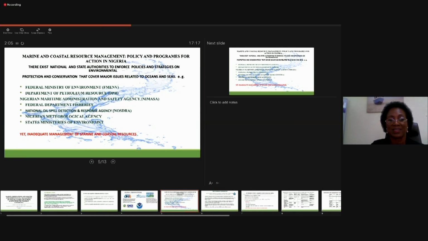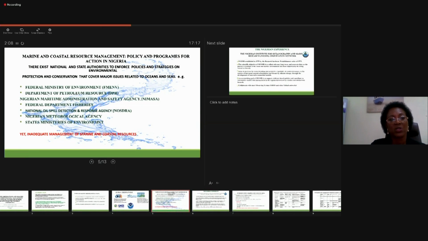And for marine and coastal resource management, the policy and programs for action exist under the national and state authorities to enforce the policies and strategies on the environment. These agencies include the Federal Ministry of Environment, Department of Petroleum Resources, Nigerian Maritime Administration and Safety Agency, Federal Department of Fisheries, the National Oil Spill Detection and Response Agency, the Nigerian Meteorological Agency, and state ministries of environment.